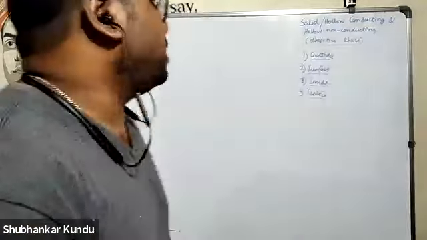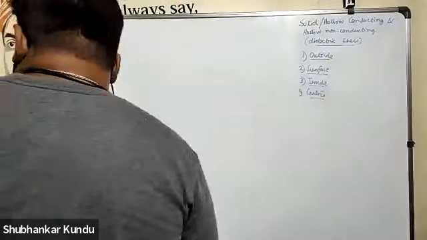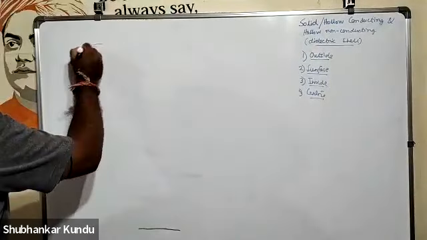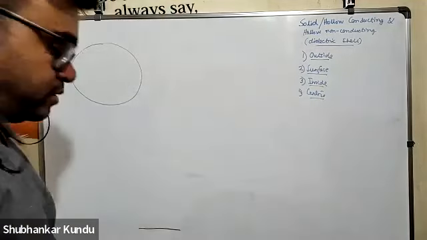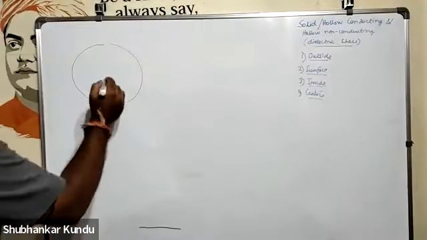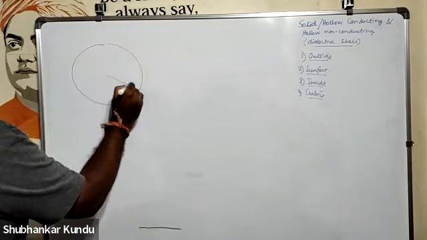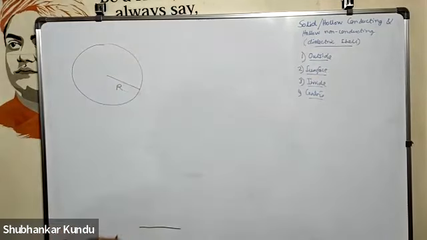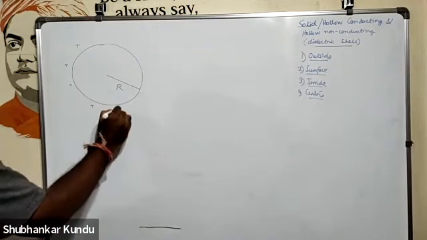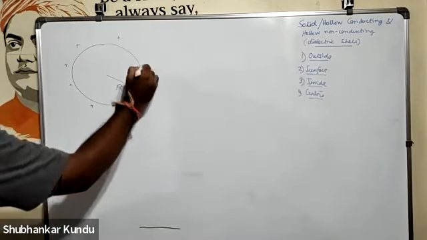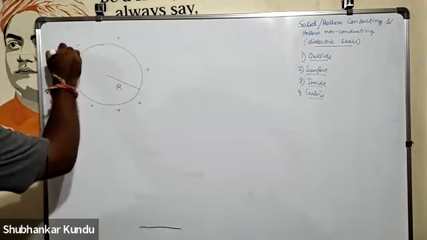Okay, let us see. So let's consider the sphere. This is a sphere. Just concentrate. Let the radius of the sphere be capital R, and we have given some charge. Let the charge be plus Q.